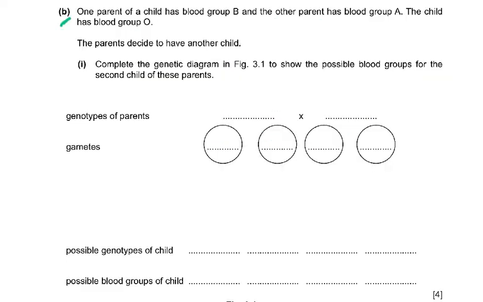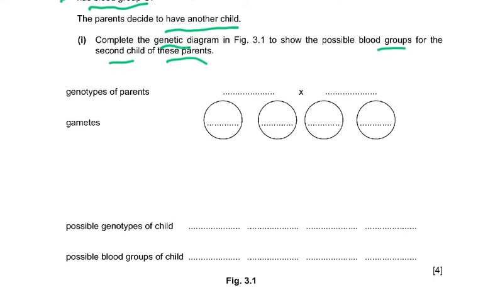B part of the question: one parent of a child has blood group B and the other parent has blood group A. The child has blood group O. The parents decide to have another child. Complete the genetic diagram to show the possible blood groups for the second child of these parents. So genotypes of parents and gametes, possible genotype of child, and possible blood groups of the child. And this is 4 marks.